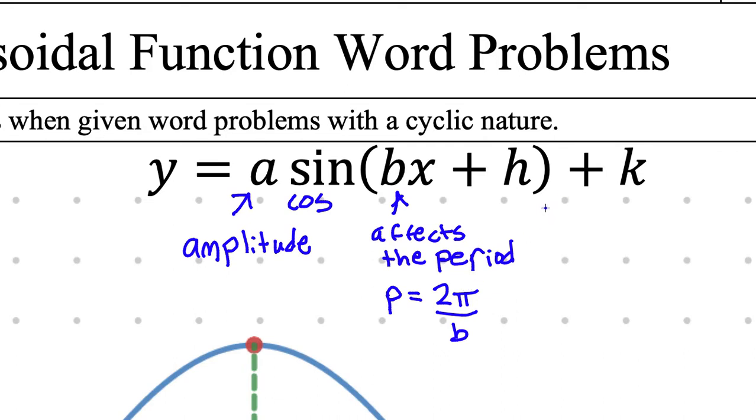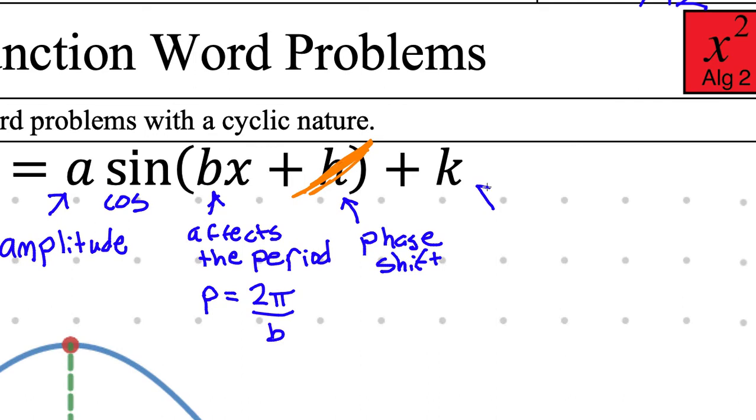H. We do not care about H today. We can go ahead and cross it off, but let's go ahead and label it. What is H? Phase shift. Aurelio, say it one more time. Phase shift. Okay. Well, thank you for participating. I appreciate it. Next time with a quiet raised hand, though. And then finally, K. What is K? Emily. It is the midline.